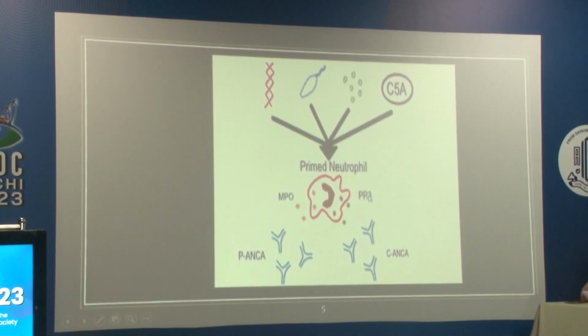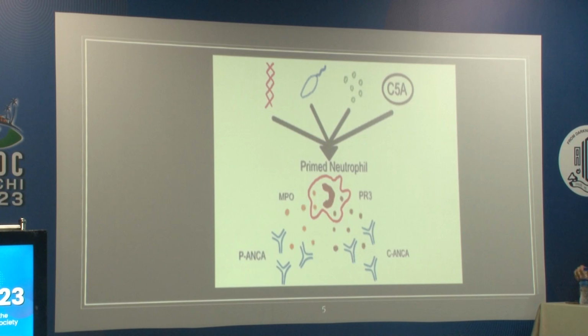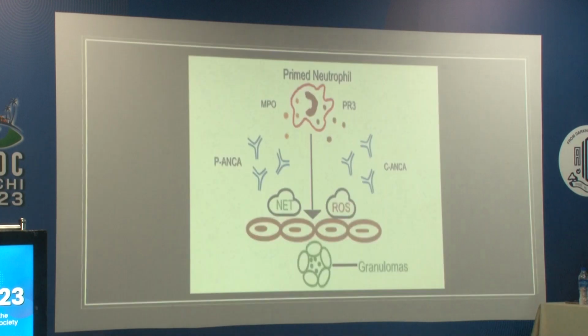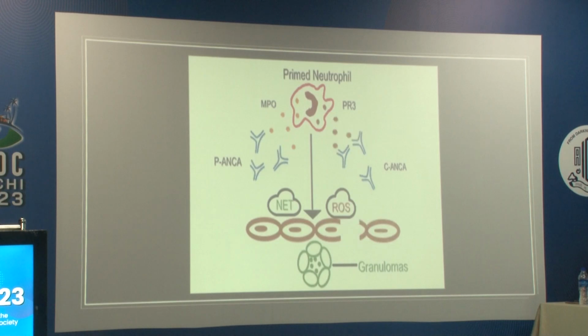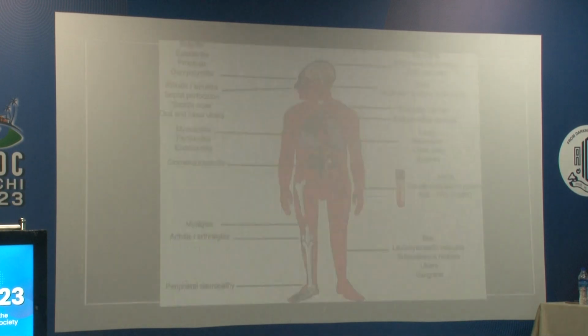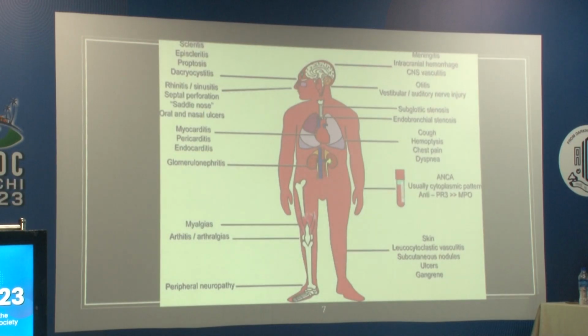These antigens are recognized by the B cells, which produce antibodies, the ANCA antibodies, against these antigens. This gives rise to a major inflammatory cascade and causes damage to the endothelium, thus causing vasculitis and granuloma formation. This picture depicts all the systemic features of granulomatosis with polyangiitis from top to toe.